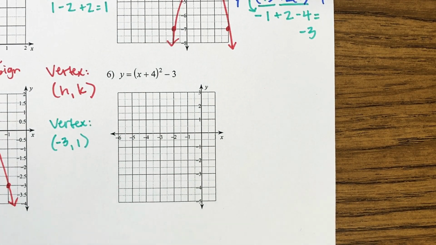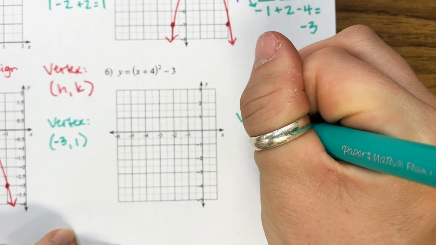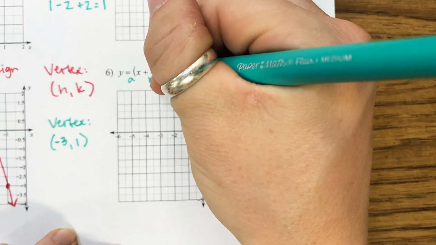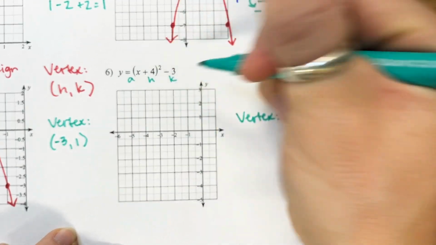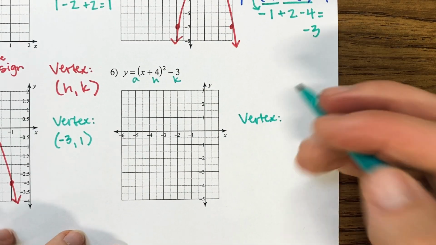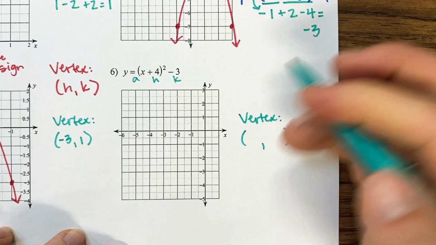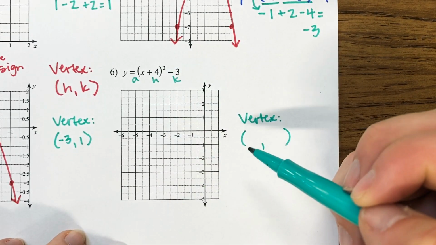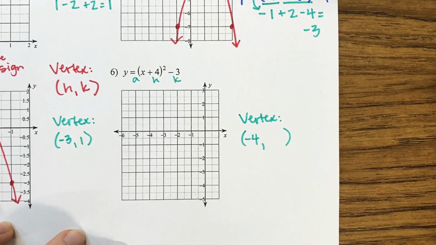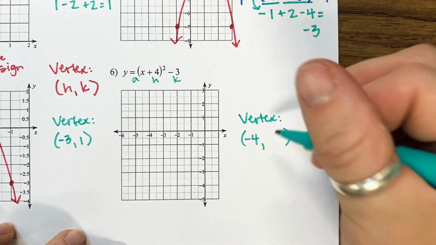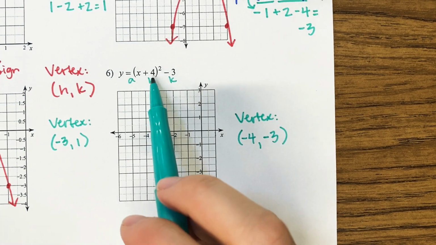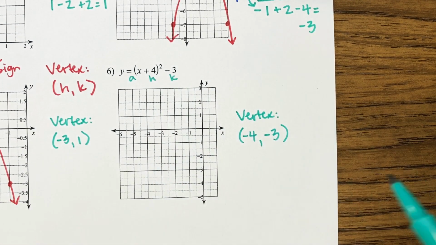Okay, so what is our vertex of this guy? Okay, remember we have our a on the outside, h on the inside of my parentheses, and k on the outside on the end. Okay, what do we have to do with the h? We have to change that sign. So it was a positive 4, now it's a negative 4. K stays the same, negative 3. Easy peasy.